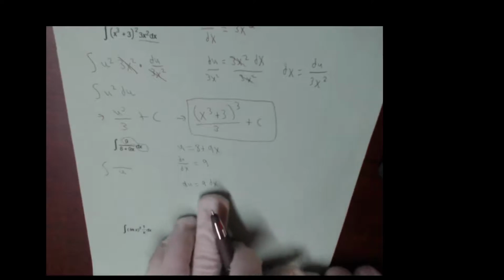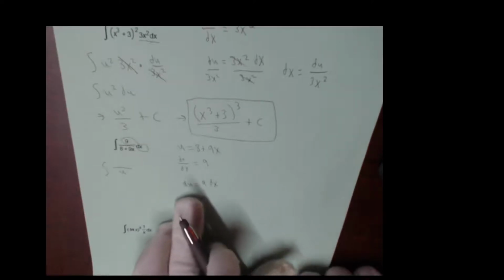Notice that on the bottom we get u, because that's what we let u equal, 8 plus 9x. And then notice on the top I have 9 dx, and that's my 9 dx right here. So that 9 dx I can go ahead and just replace with du. And so we've got du over u. And the integral of that is really easy. As I said, it's just the natural log of u. Just like that, plus c.